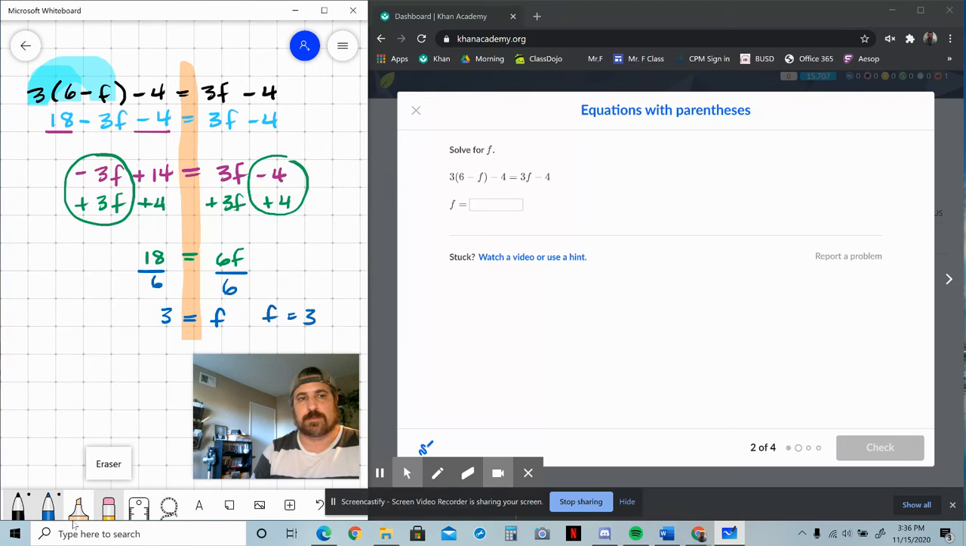6 minus 3 is going to be 3. 3 times 3 is 9. 9 minus 4 is 5. The value here is 5. And then 3 times 3 is 9. 9 minus 4 is 5. So 5 equals 5. We know we got it right.